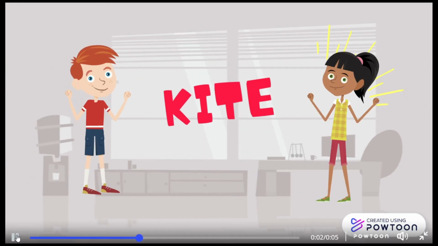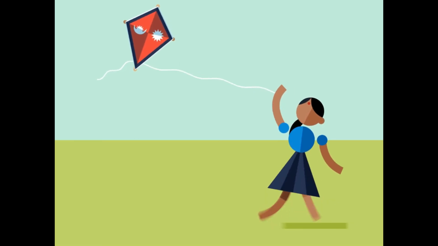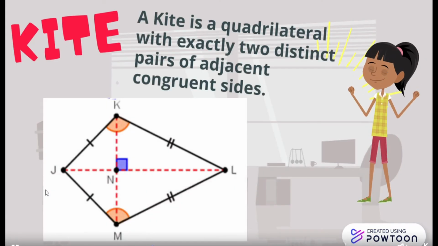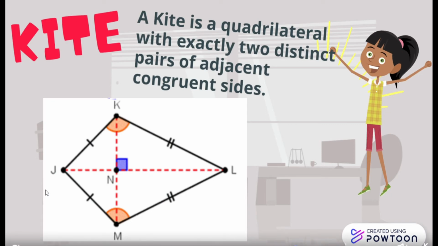Finally, let's proceed to kite. I know you like kites. So what is a kite? A kite is a quadrilateral with exactly 2 distinct pairs of adjacent congruent sides.